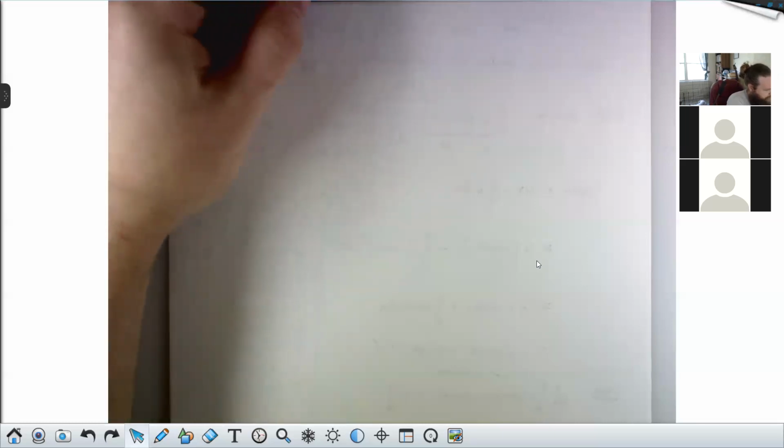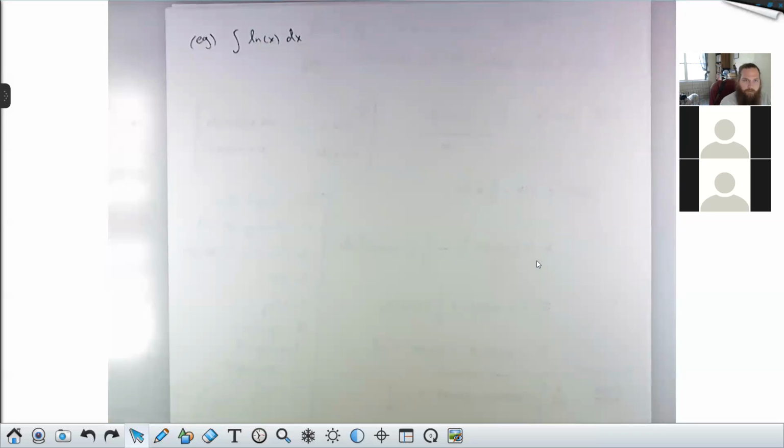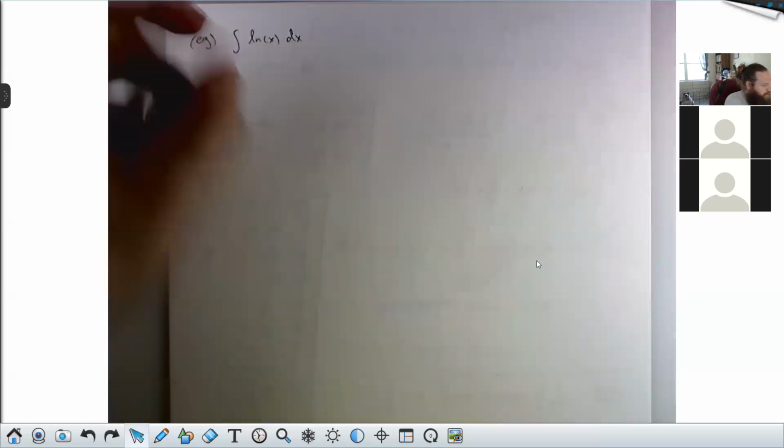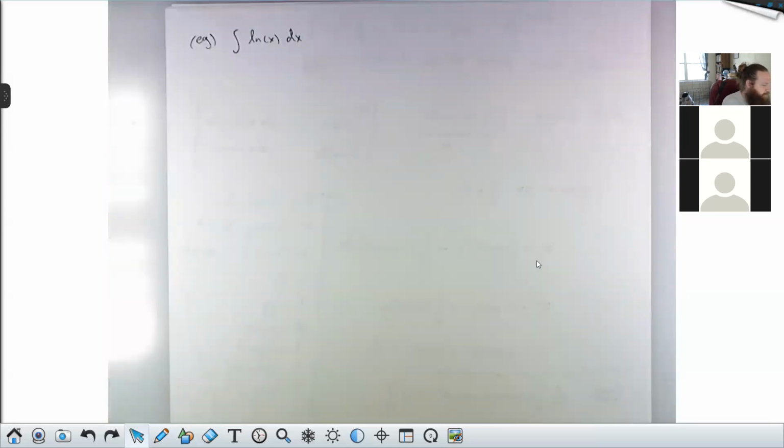For example, how do you integrate the natural log? Let's keep this one indefinite. This is not something we've seen. We know the derivative of ln x is 1 over x. We know that the integral of 1 over x is ln x, but we don't know what the integral of ln x is. Think about it, all the way through this class and back in Calc 1, this is not something you've ever bumped into.